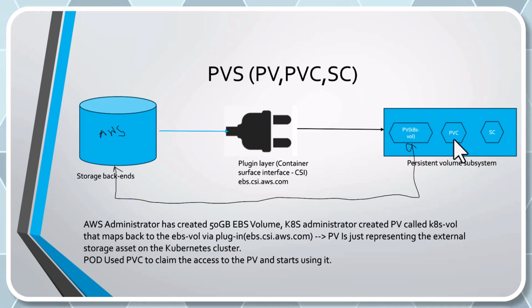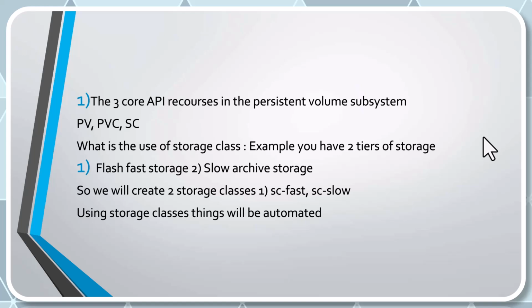So now what is a PVC claim? A pod connects to the PVC claim, and the storage class automates things. How it automates things, how we can create a YAML, we will see in the next slide. So these three are core API resources in the persistent volume subsystem.